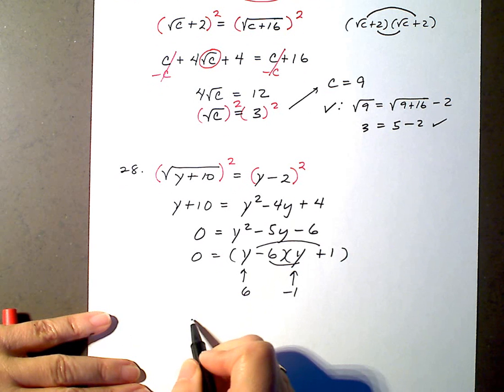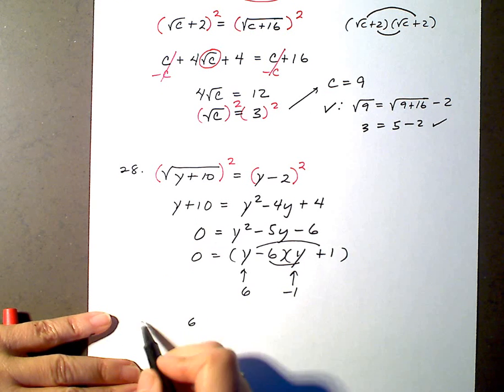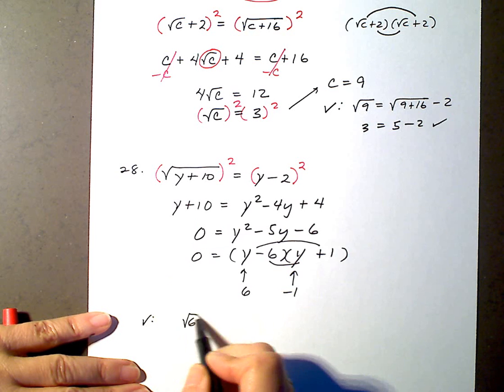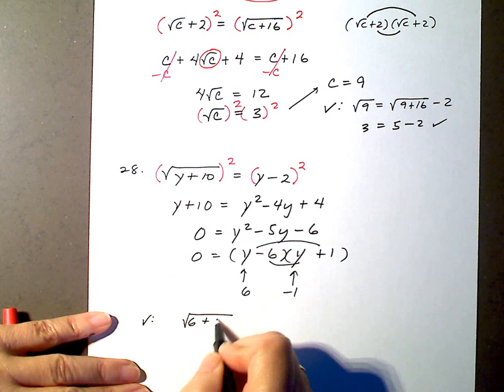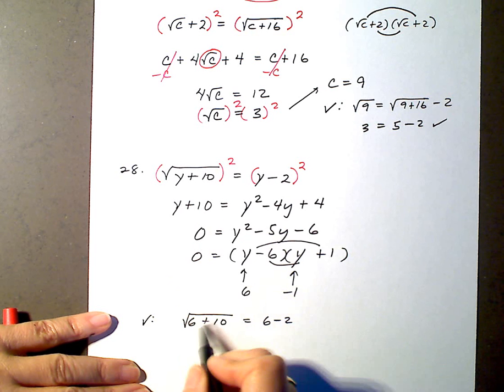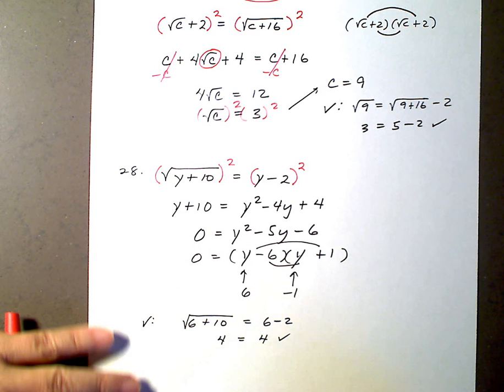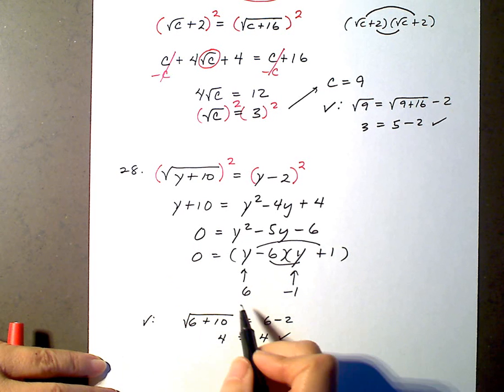So we'll check the 6 first. Here's the check. The square root of 6 plus 10 is equal to 6 minus 2. So this is the square root of 16, which is 4, is equal to 6 minus 2. So that one checks fine. I'm good with the 6.